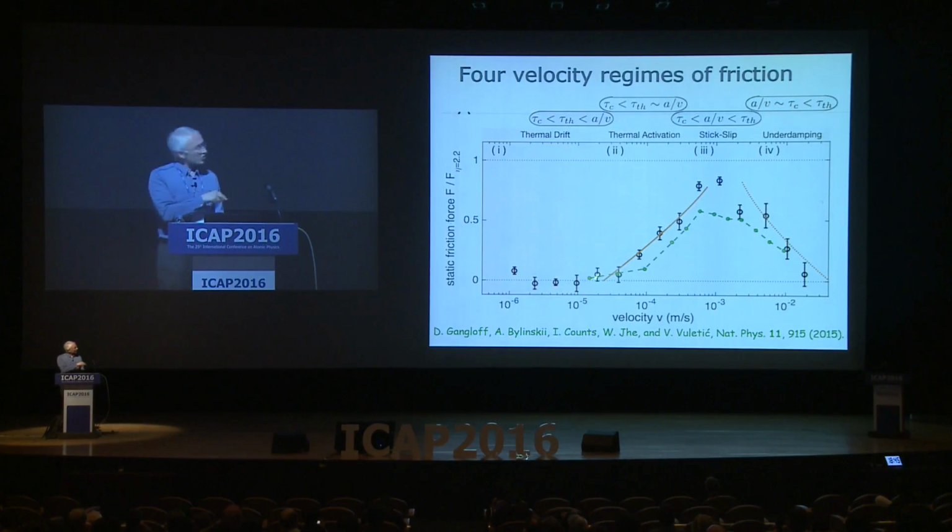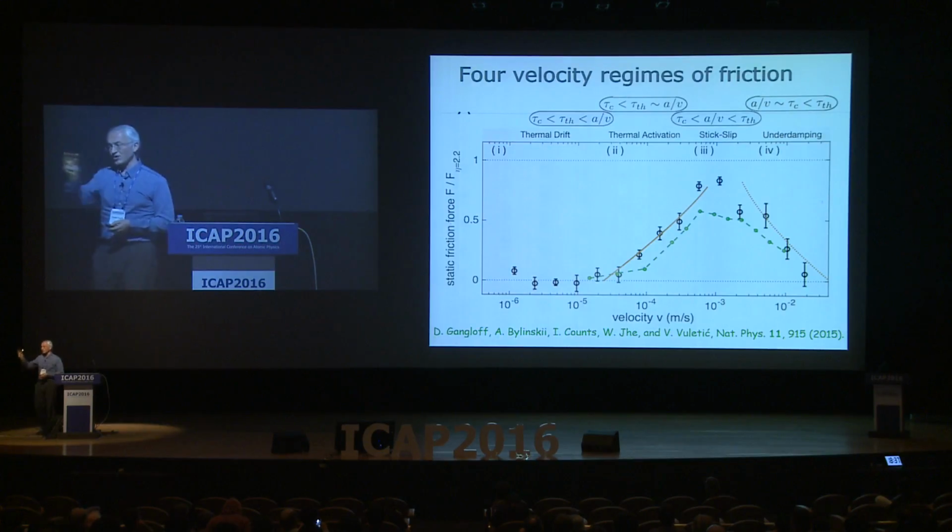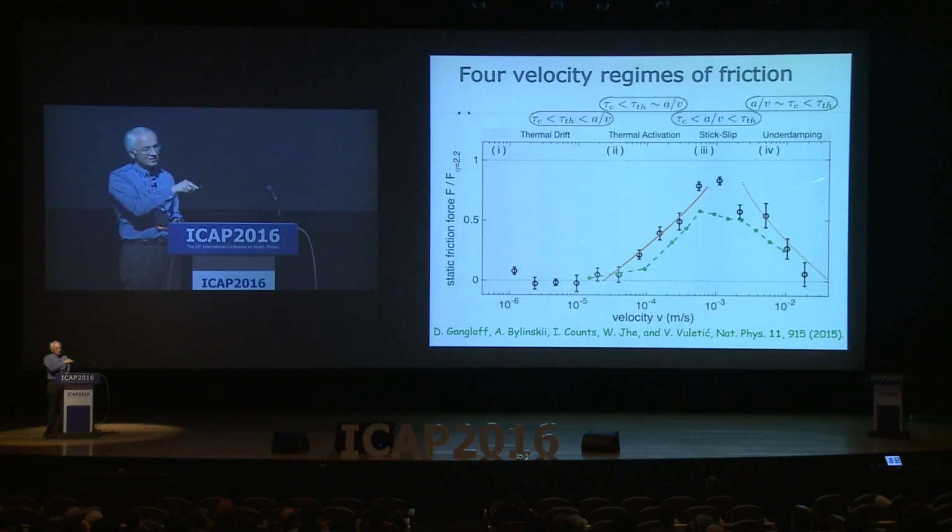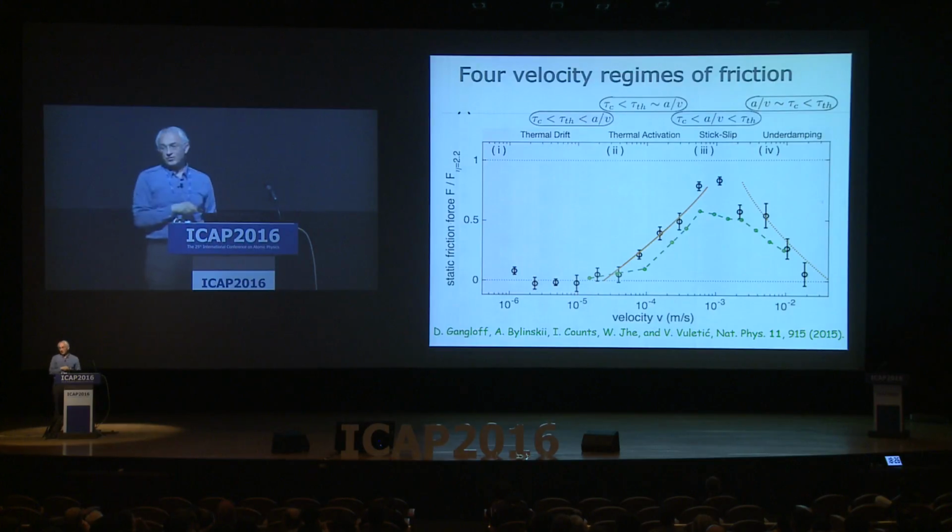So that is this regime. Then there's a regime where friction depends logarithmically on velocity. This is basically the region where the thermal time scale and the transport time scale compete with each other. So they are comparable, and therefore the faster I transport, the more often I see stick-slip friction as compared to just thermal hopping. And so that leads to an increase of the friction force.